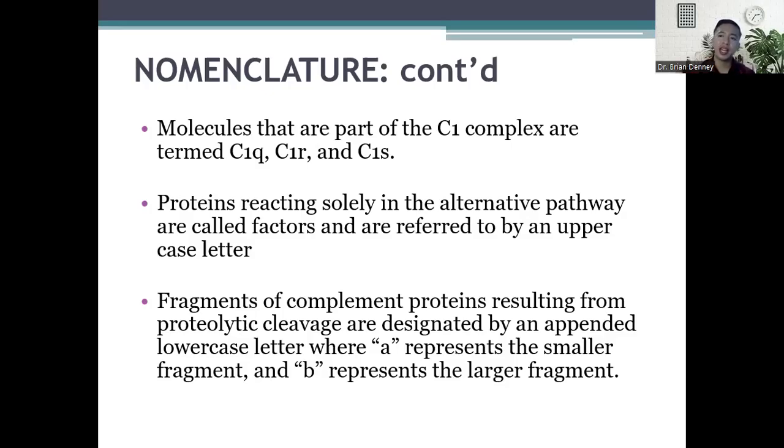Okay. Read with me this very important bullet here. Because if you do not understand this part here, you will have difficulty in understanding the subsequent slides. Read with me. Go. Fragments of complement proteins resulting from proteolytic cleavage are designated by an appended lowercase letter where a represents the smaller fragment and b represents the larger fragment.